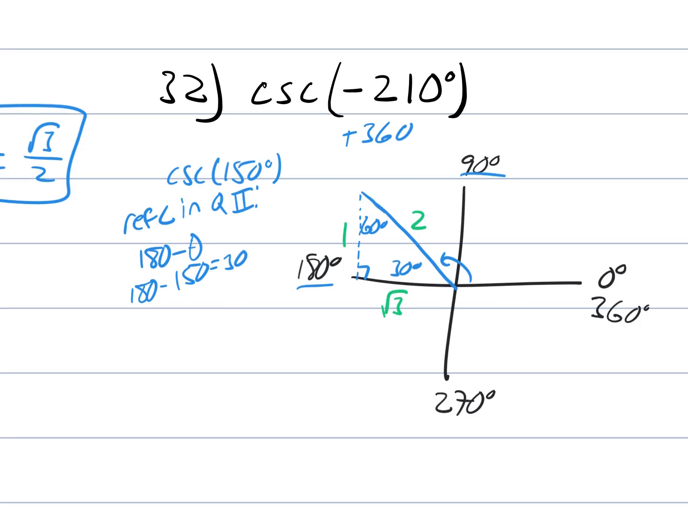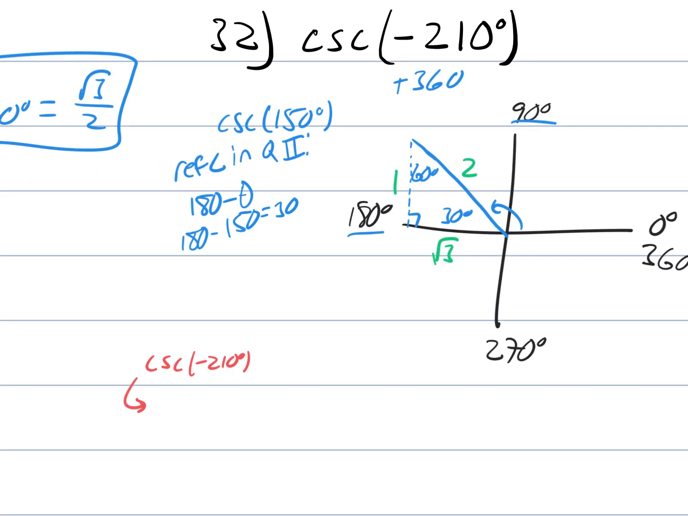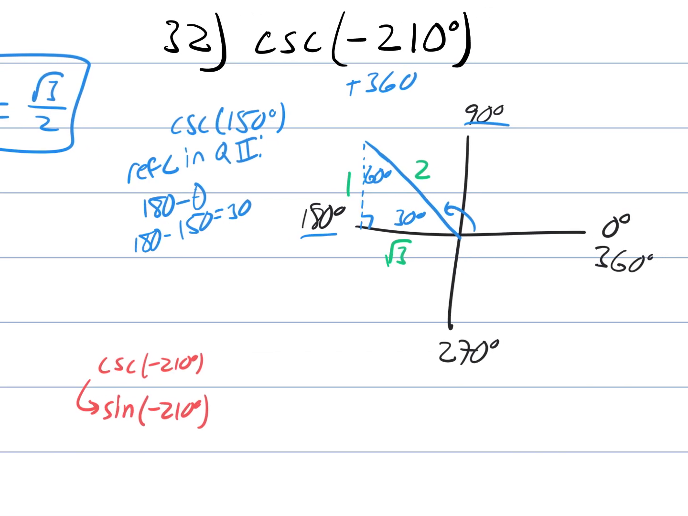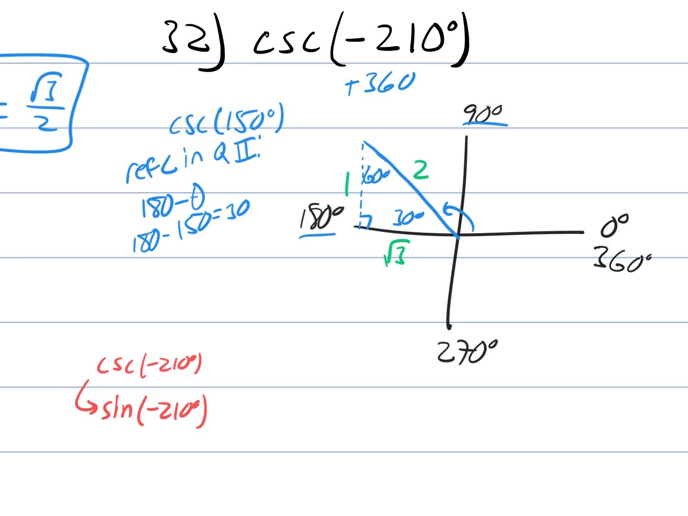All right. I don't know exactly what cosecant is, right? So I don't exactly know what cosecant of negative 210 is going to be using SOHCAHTOA, but hopefully we know that cosecant is the reciprocal of sine. So I can first find sine of negative 210 and just take the reciprocal, right? So sine of negative 210 is going to be opposite over hypotenuse.